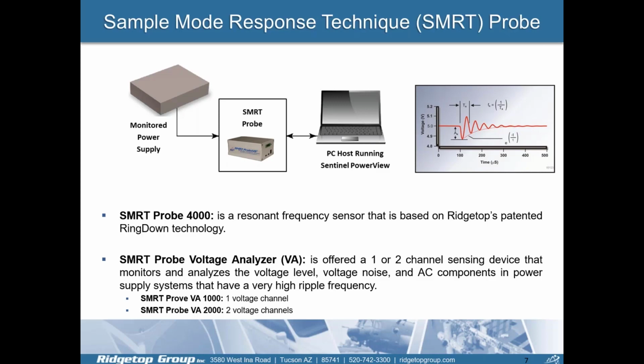All 3 of those features or sub-features can be used for prognostic diagnostic purposes. With our Smart Probe, we're looking at frequency. The Smart Probe voltage analyzer is another type of sensor that we have to look at power supplies. It is offered as a 1 or 2 channel sensing device, and it primarily looks at the output voltage level, the noise, and the AC components, to detect instability, excessive ripple voltage, and harmonic distortion.